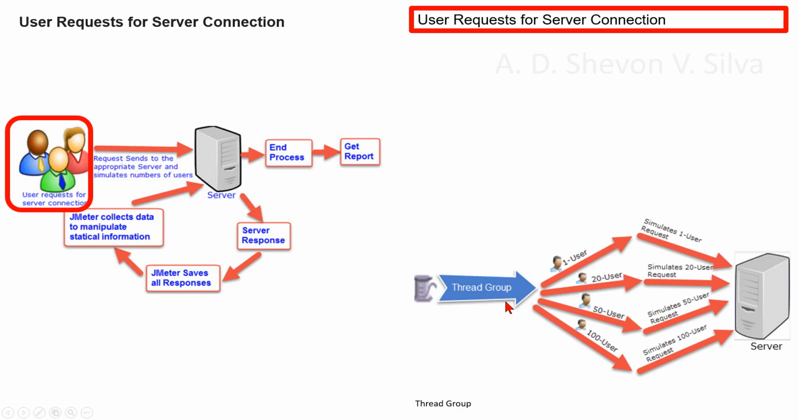Here you can see the thread group. The thread group is connected to the server. One user simulates one user request passed from thread group to server. 20 users simulate 20 user requests passed from thread group to server. 50 users simulate 50 user requests passed from thread group to server. 100 users simulate 100 user requests passed from thread group to server.